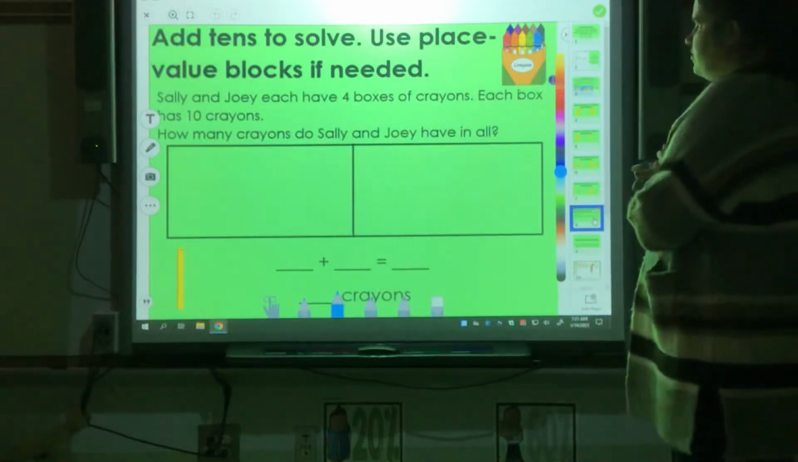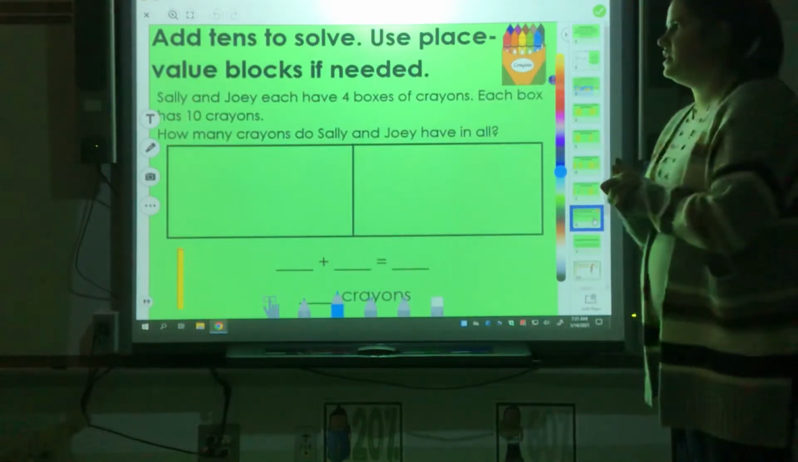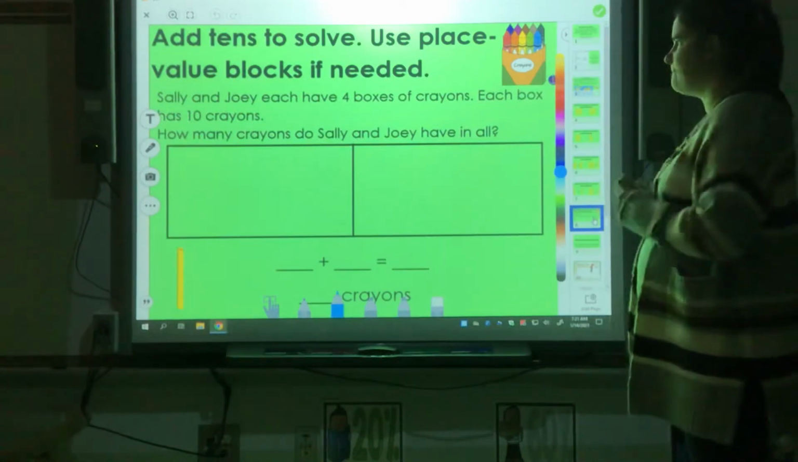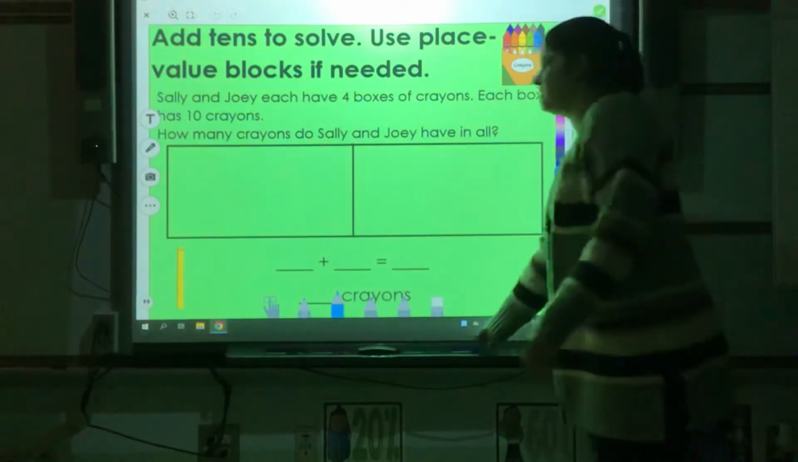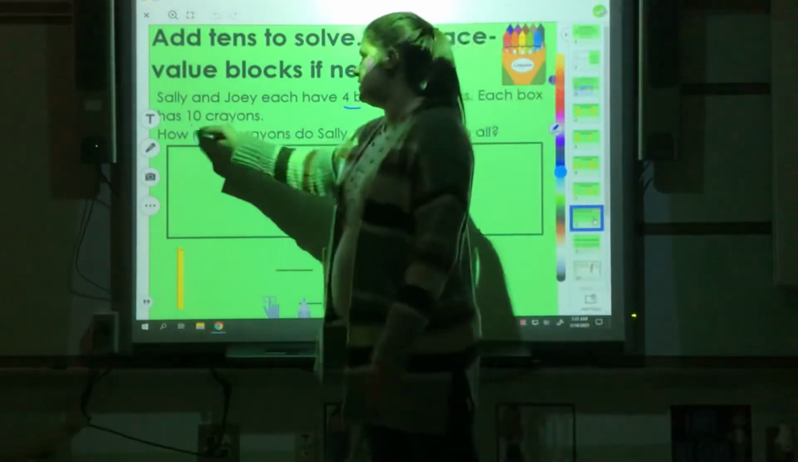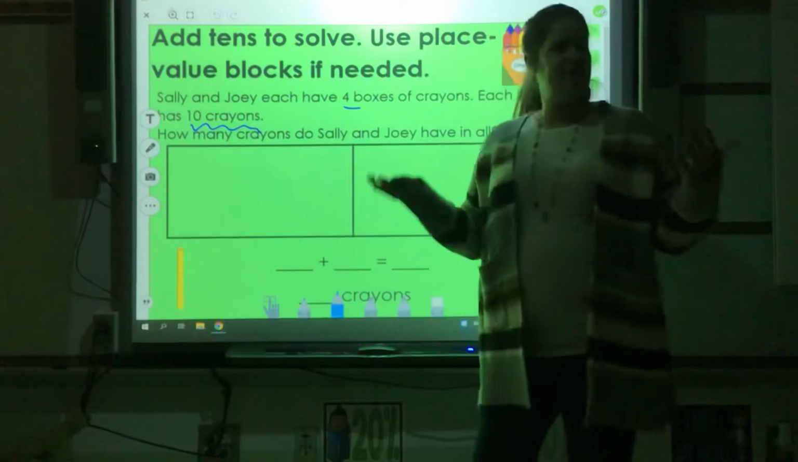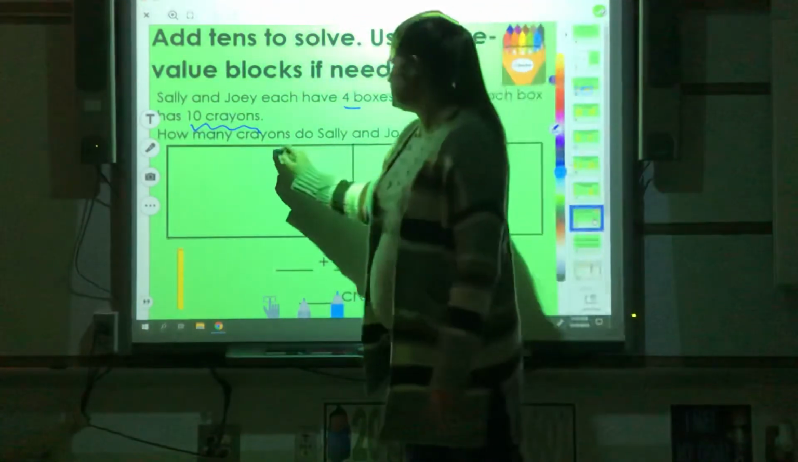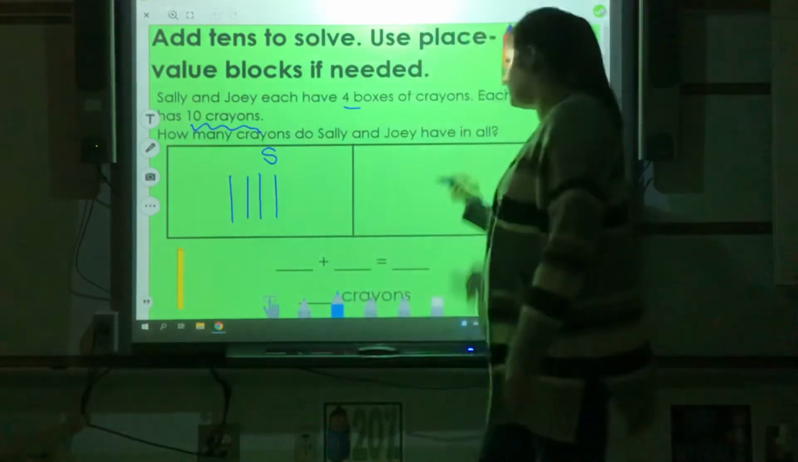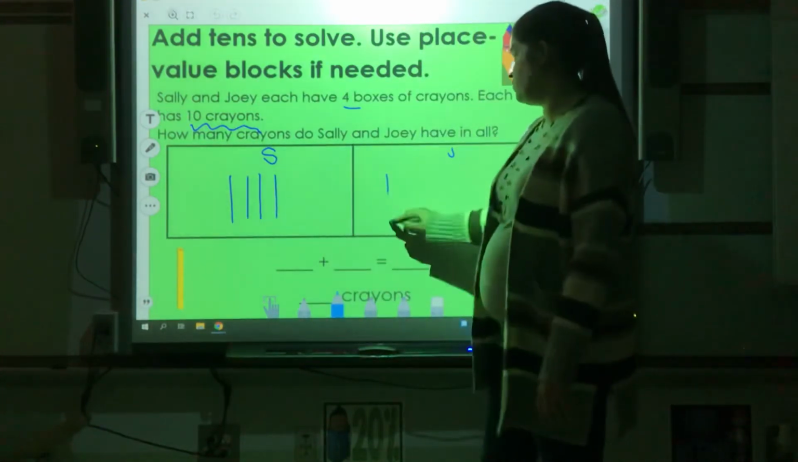Add tens to solve. Use place value blocks if needed. Sally and Joey each have 4 boxes of crayons. Each box has 10 crayons. They each have 4 boxes. Each box has 10 crayons. So they each have 4 tens. So this will be Sally with 4 tens. This will be Joey with 4 tens.